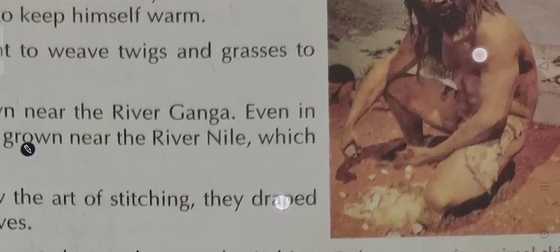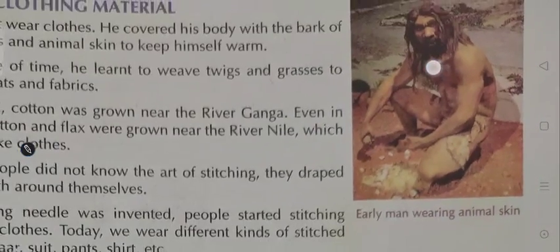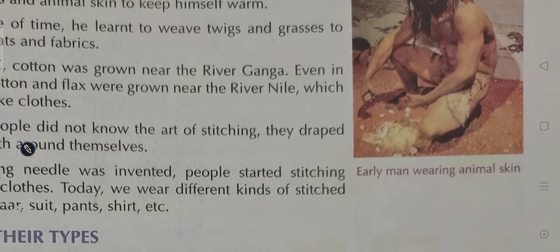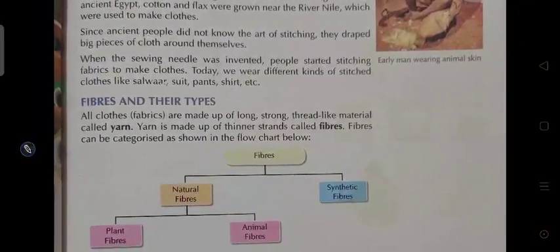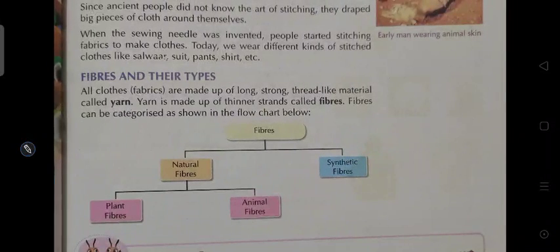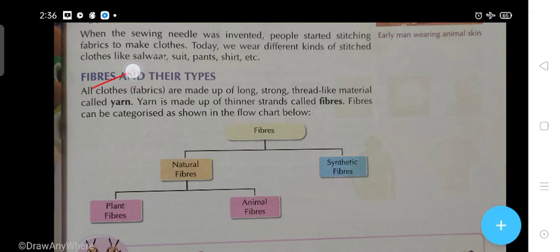Now students, there is a picture. In this picture, you see how early men protected their body. Early men wore animal skin. Now students, the fibers and their types, different types and their uses. All clothes, the fabrics are made.